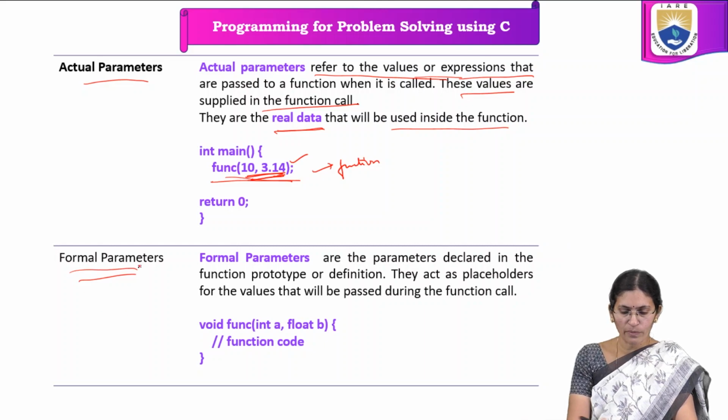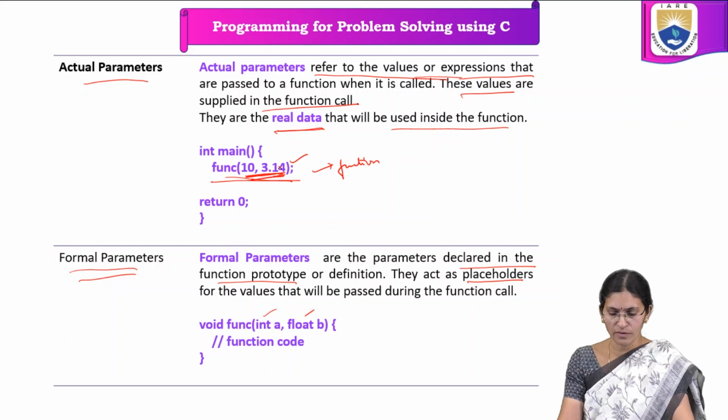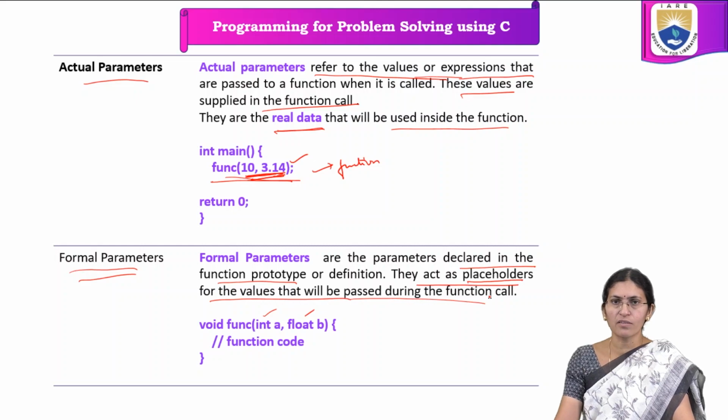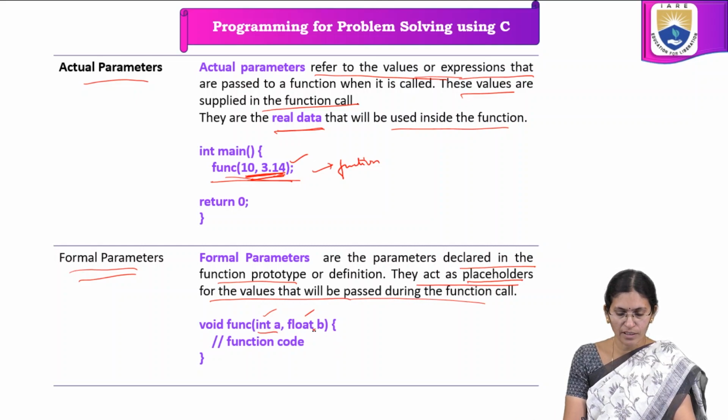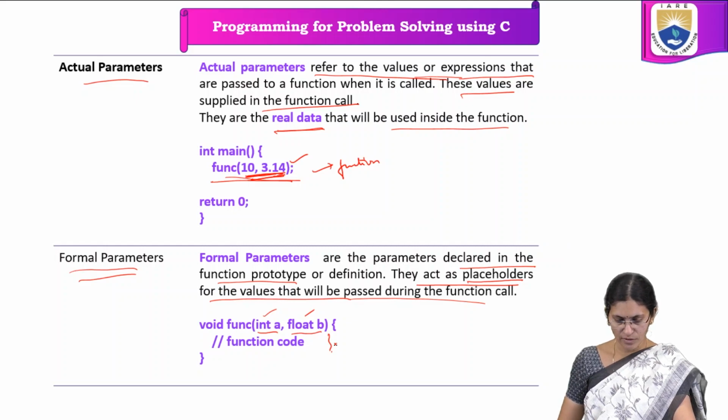Next, coming to formal parameters. These are the parameters declared in the function prototype or definition. So when we are writing the definition of the function, there we use these formal parameters. When we are calling the function, there we use actual parameters. They act as placeholders for the values that will be passed during the function call. So this is an example of formal parameters here: int A and float B, these are the formal parameters. And here we need to write the function definition.